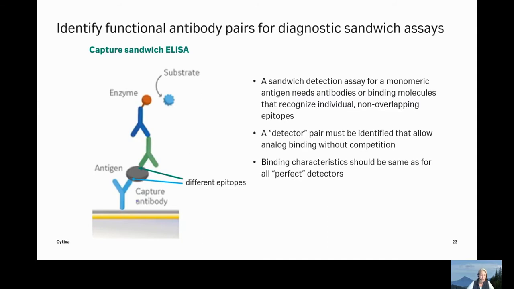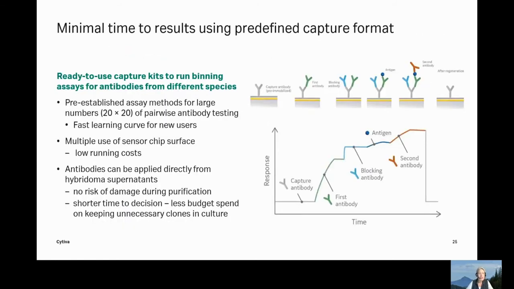The binding characteristics to be screened for have to be the same as for all perfect detectors. Epitope binding experiments with Biacore need minimal time to results, especially when using predefined capture formats. For this purpose, Biacore offers ready-to-use capture kits for antibodies from different species, like mouse or human. We provide pre-established assay methods for a large number of pairwise antibody tests. That guarantees a fast learning curve also for new users.